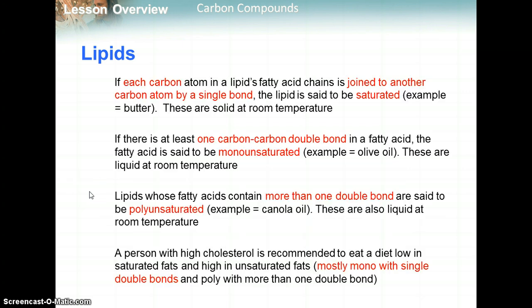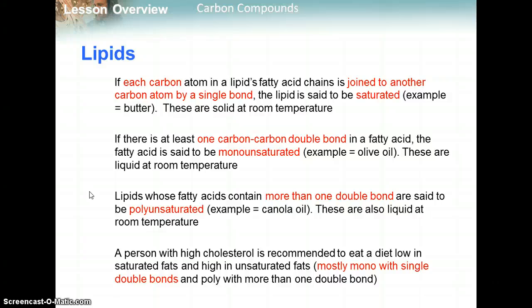You often hear the words saturated fat and monounsaturated fat, but you probably don't know exactly what makes a saturated fat saturated, or what makes a monounsaturated fat monounsaturated. So we're going to talk about that right now. A saturated fat would be like butter. These are solid at room temperature.